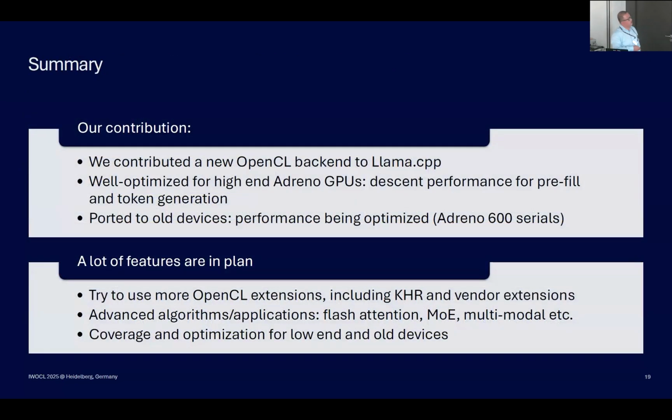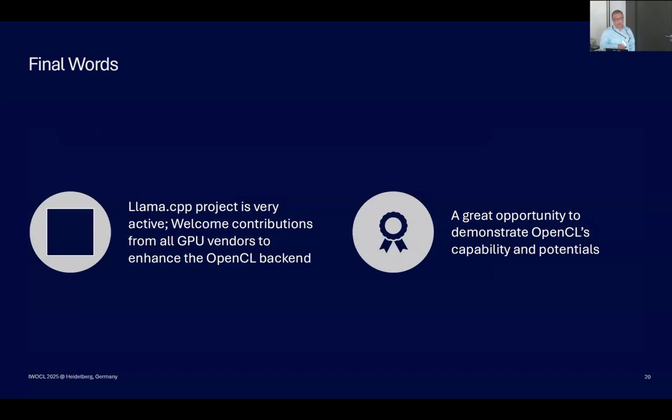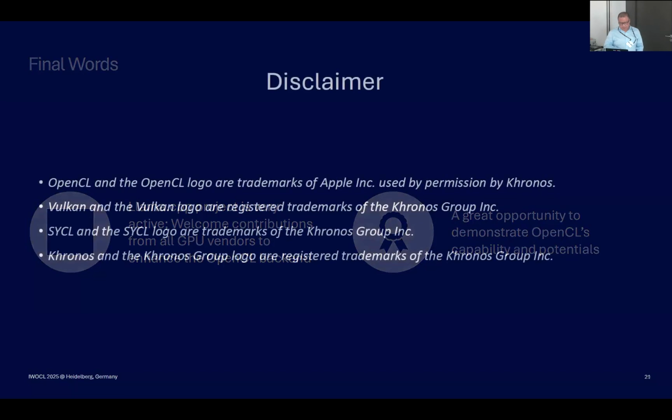So again, just quickly, our contribution: we have a new OpenCL backend for Llama.cpp. Feel free to try it yourself. We optimized for high-end Adreno GPUs, and a lot of features are in plan. We're a small team and can't do a lot of things in a short period of time. If you are interested, we welcome your contributions. Final words: if you are interested in this project, go ahead, we welcome comments, and we welcome you to contribute to optimizing kernels or adding optimized kernels for other GPUs. It's a great opportunity for the community to demonstrate OpenCL's capability and potential, to see that OpenCL is still strong. Yeah, that's all from me.